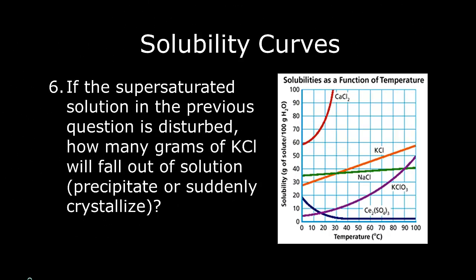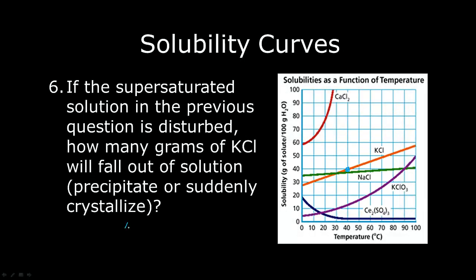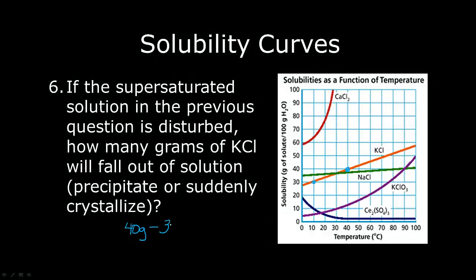6. If the supersaturated solution in the previous question is disturbed, how many grams of KCl will fall out of solution, or precipitate, or suddenly crystallize? So we had to heat it up to 40 degrees in order for 40 grams to go into solution. So we have 40 grams in solution, and we need to subtract the amount that can dissolve at 10 degrees. So at 10 degrees, which is right here, we have 30 grams that should be able to dissolve.